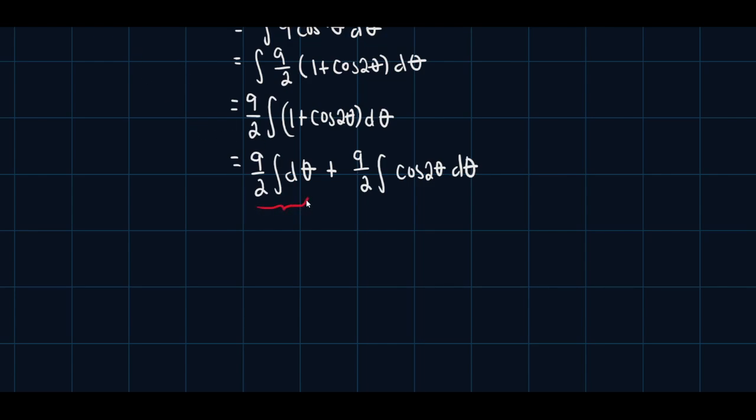Okay, this part here is fairly easy to get. This one is 9 halves theta. And this part here will require us to use U substitution. Pero madali lang rin naman. All we have to do is set U to be equal to 2 theta and perform the rest of the steps. So doing that will give us 9/4 sine 2 theta plus C.